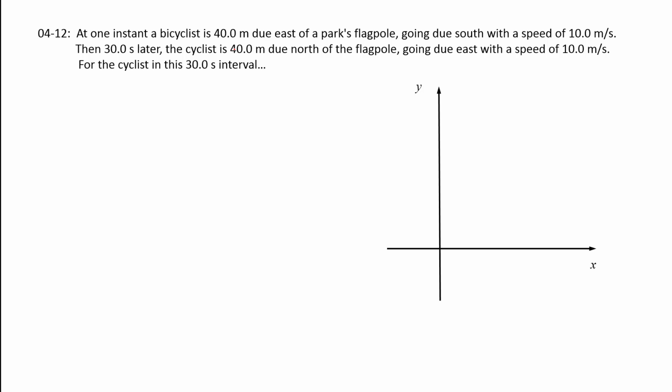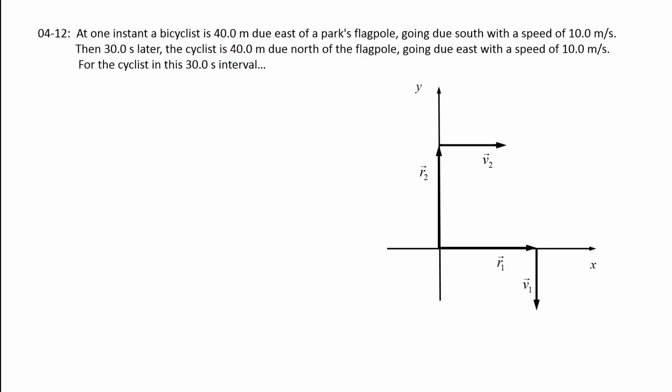And then it says initially the bicyclist is off to the east. So let's put in that position vector and we'll call it R1. That's where this bicyclist is to start off. We're also told that the velocity is heading south, so here the velocity, we'll call it V1, is headed directly south. That's the situation initially. Then 30 seconds later, the bicyclist is up here in the northern direction, the same distance, the same 40 meters, and the velocity is headed off to the right, to the east.